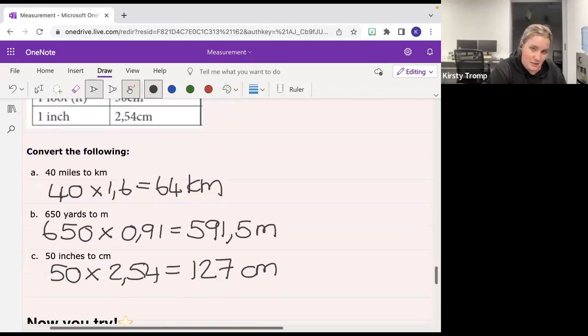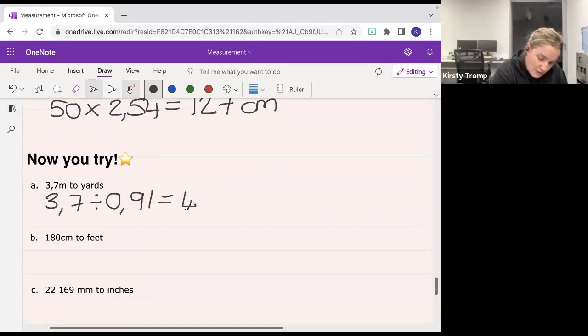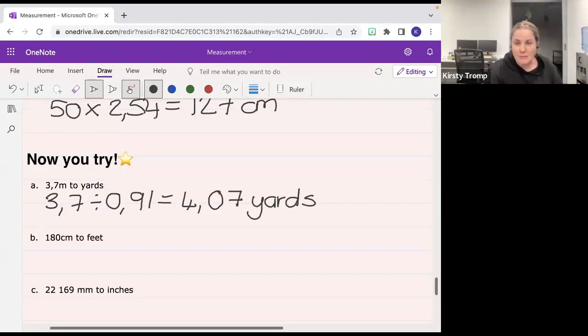I need to divide, hey? Okay, so I'm going to say 3.7 divided by 0.91. So 3.7 divided by 0.91, and that's going to give me 4.07 yards. I'm rounding off to 2 decimal places. You can round off to 1 decimal place. It depends on what the question asks you.